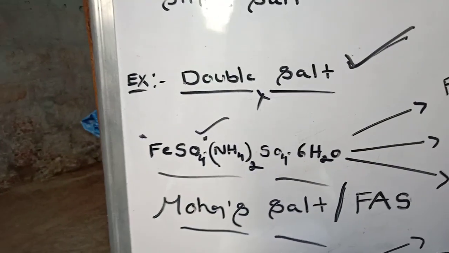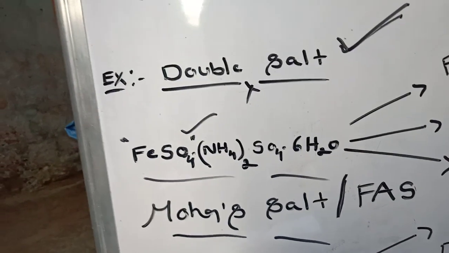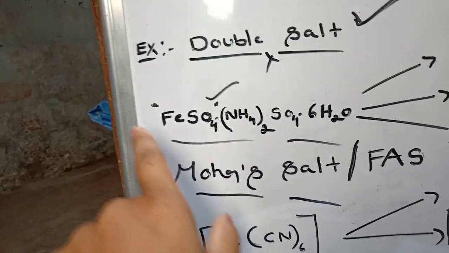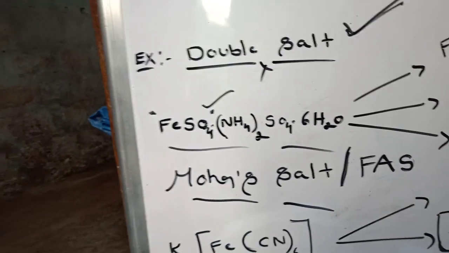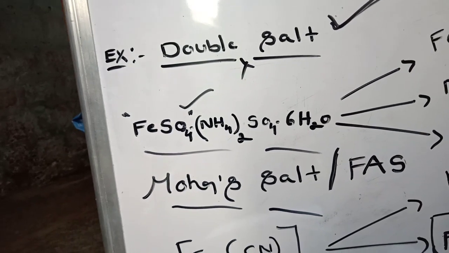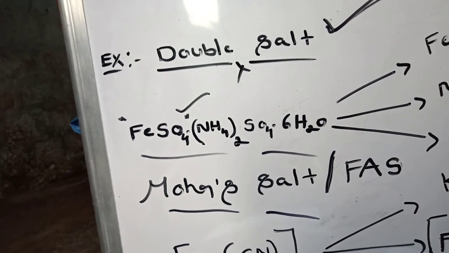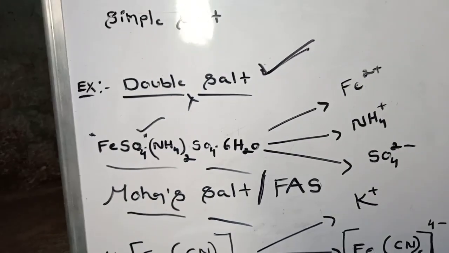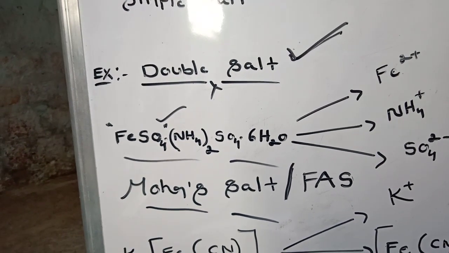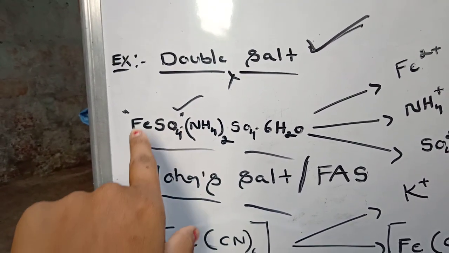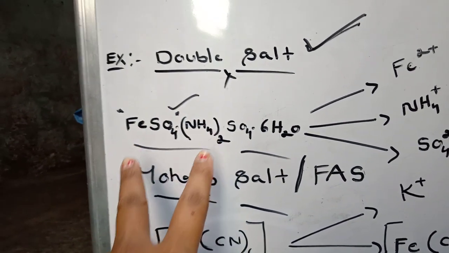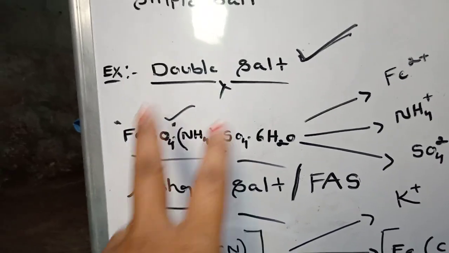Now there is a class of salts which contain a combination of two simple salts. Here I am taking FAS as an example for a double salt. We use this FAS in the regular laboratory, right? This is also called mohr salt. It is clear, right? Mohr salt contains two simple salts: one is ferrous sulfate, and another one is ammonium sulfate. These two belong to simple salts. After combining these two salts, we get a double salt.